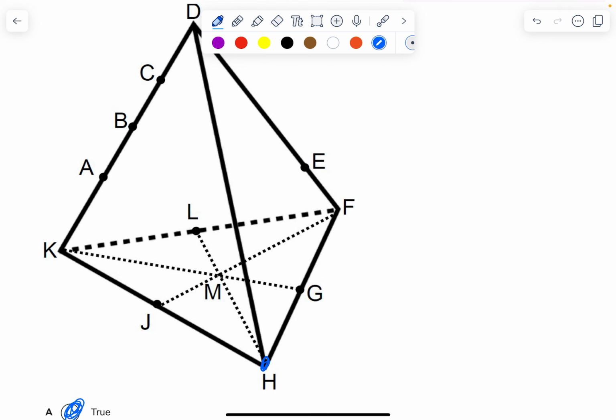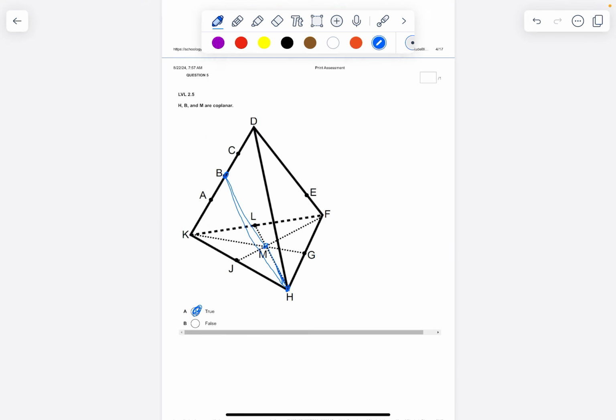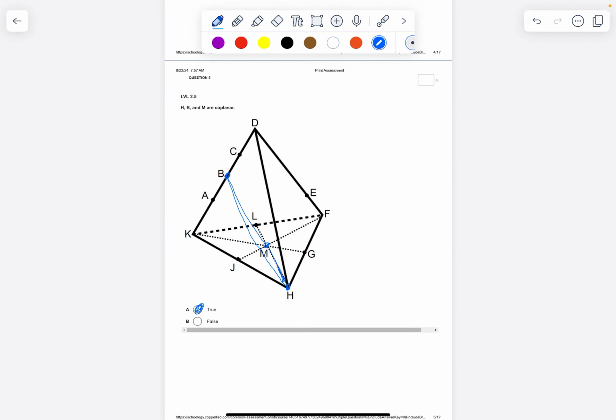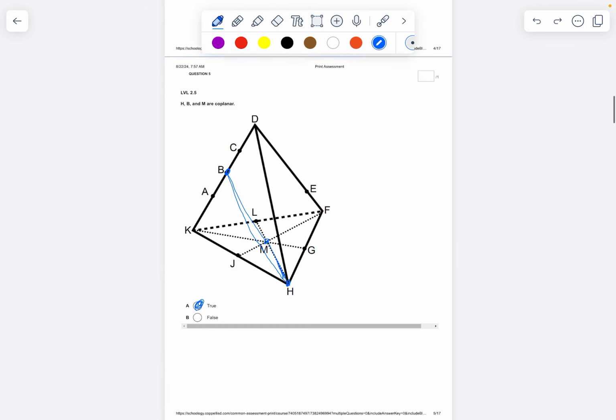H, B, and M make a triangle, and yes, they're coplanar. That plane is not drawn. That plane would slice through the pyramid at a different angle, and it would go through the pyramid. It would not be one of the existing planes. But they make a triangle, so they're on a plane together, exactly one.